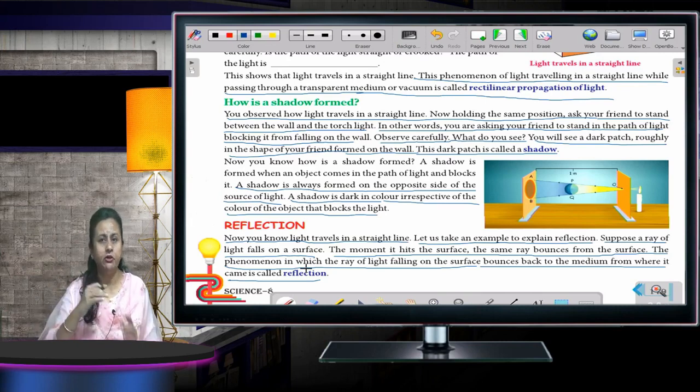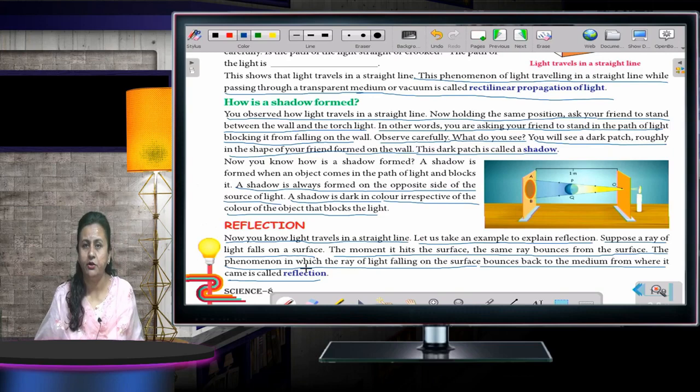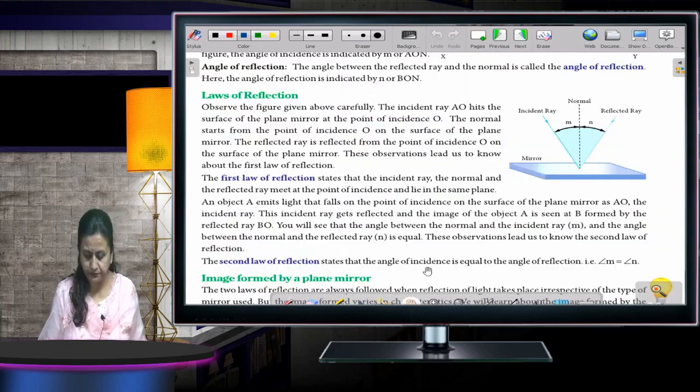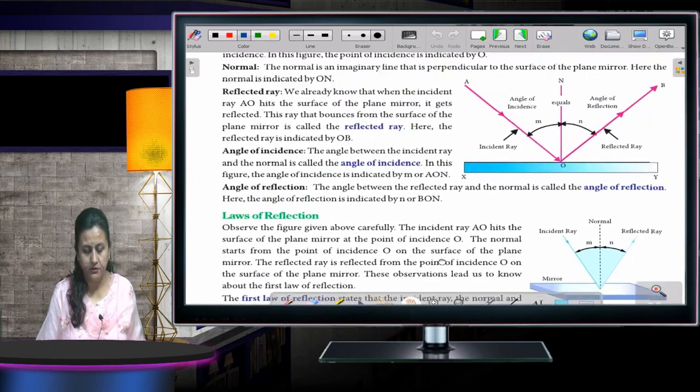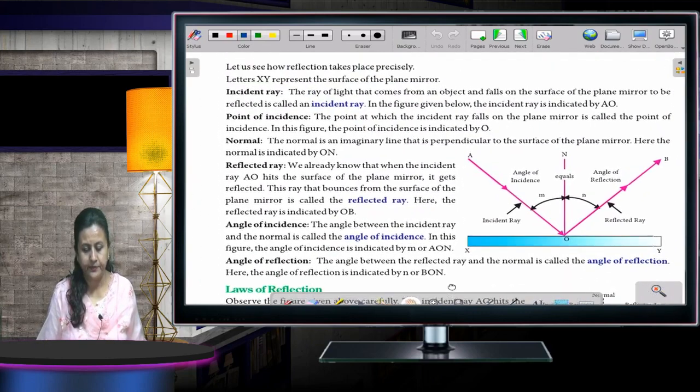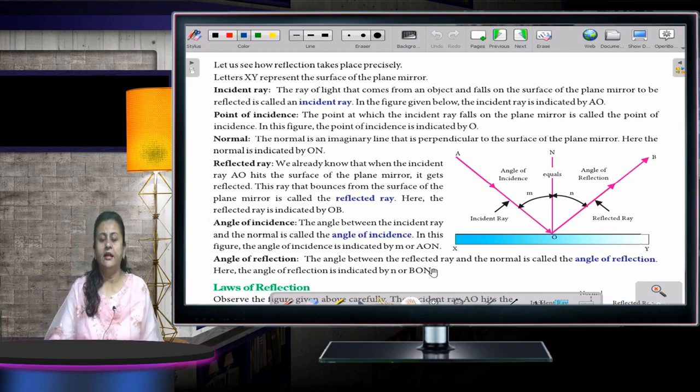Light is falling on the object. Suppose this is the object, light is falling on it, and what is happening? It is reflecting back, it is bouncing back. That is known as reflection of light. Now moving to the next one. I'll tell you what an incident ray is, what is point of incidence, what is reflected ray, angle of incidence and angle of reflection. Listen very carefully.